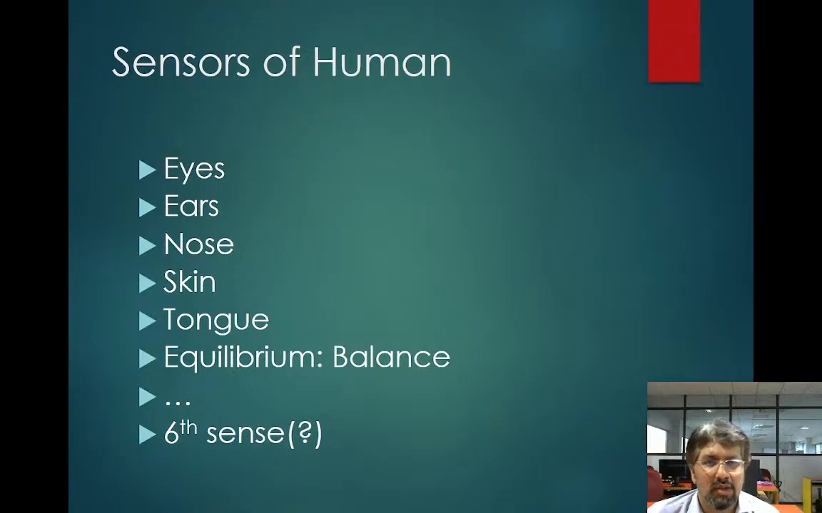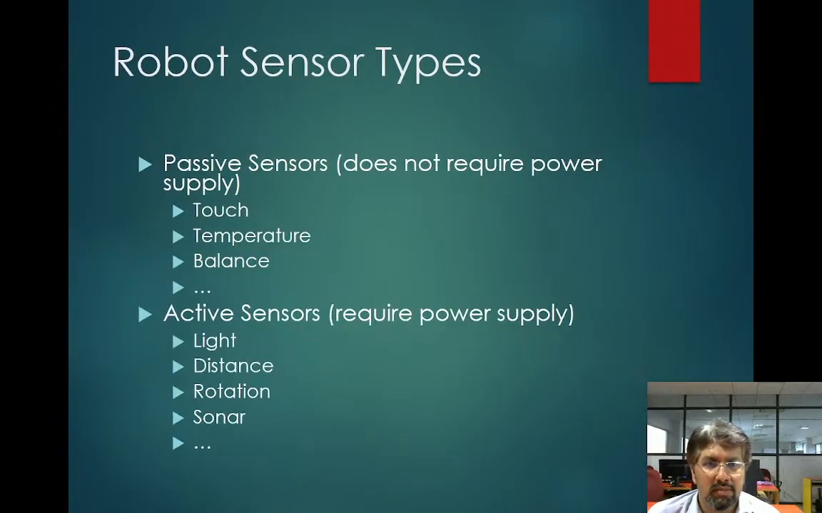Then these are just sensors of human which are mentioned: ears, eyes, nose. So for a robot it is again different. So there are various types of sensors which are involved in it. There are passive sensors: touch, temperature, balance. Then there could be active sensors also, wherein light, distance, rotation, sonar, radar, lidar come into picture.